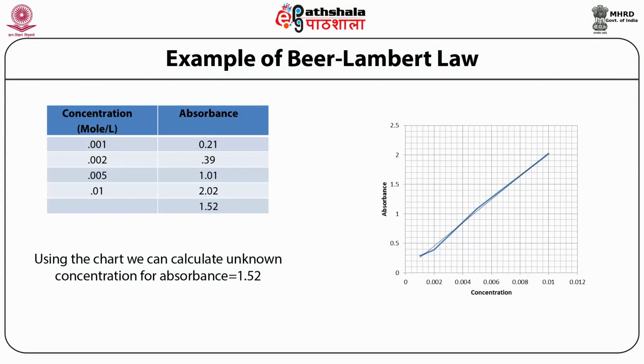If you have four solutions of concentration 0.001, 0.002, 0.005 and 0.01, and we know the absorbance for these four concentrations: 0.21, 0.39, 1.01 and 2.02. Then according to the law it comes out as a straight line, and suppose we have an absorbance of 1.52, we can immediately calculate the concentration from this particular curve shown here.